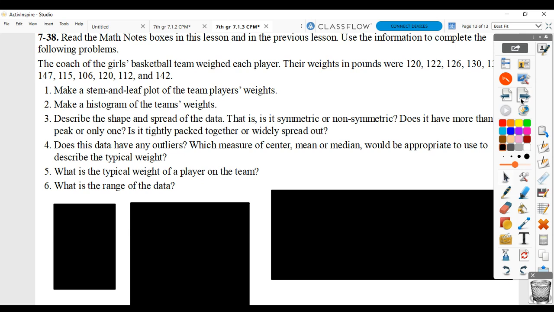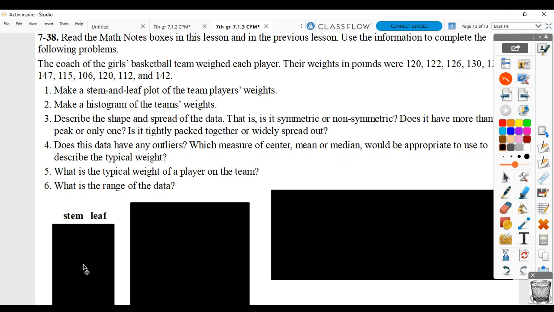For 738, they want you to look over your math notes that are in the lesson, and they're also, of course, in your workbook, and then solve these problems. So the coach of the girls' basketball team weighed each player. These were their weights. First thing they want is a stem and leaf plot.